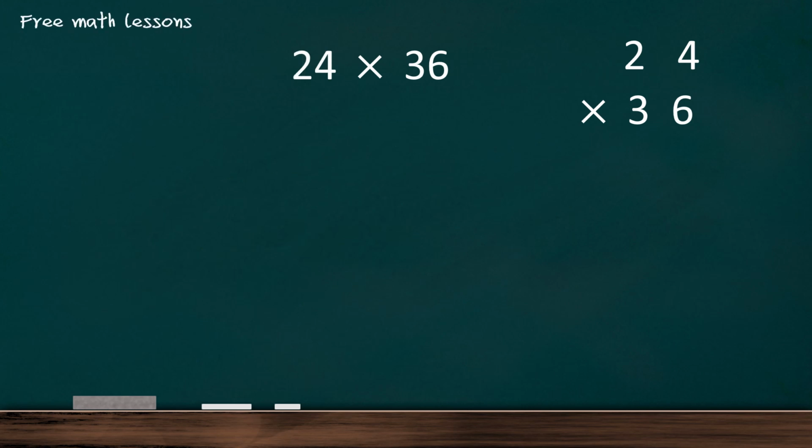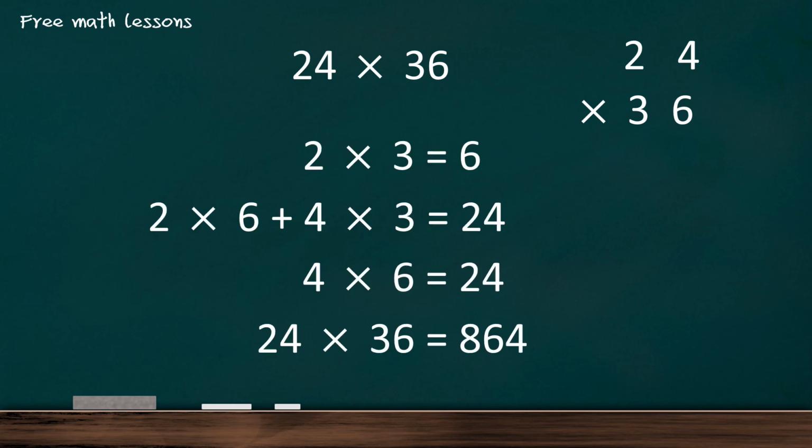Now, let's do 24 times 36. And once again, we're going from left to right. So let me draw my first connecting line. 2 times 3 equals 6. And then you put a cross in the middle, and you get 2 times 6 plus 4 times 3, which is 12 plus 12, which is equal to 24. And then I draw the last connecting line, and I figure out 4 times 6 is 24.